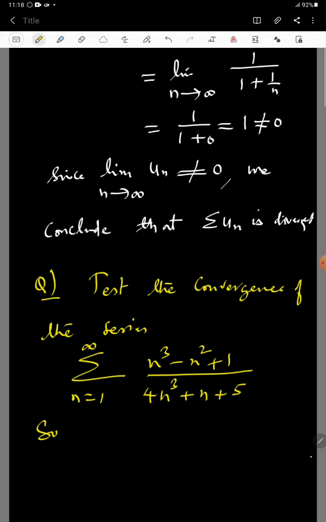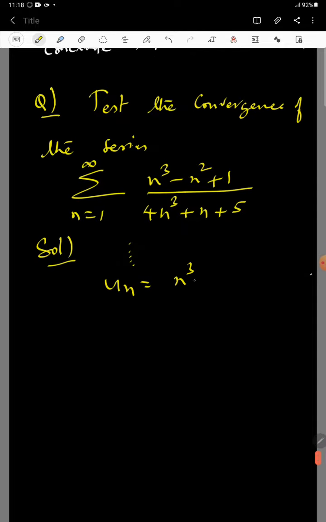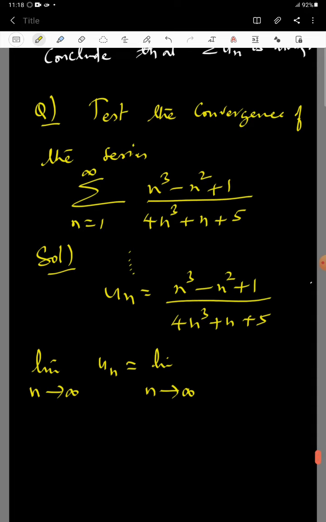Now in the solution, I am not writing the detail, so un is nothing but equal to n cube minus n square plus 1 divided by 4n cube plus n plus 5. I simply calculate the limit as n tends to infinity of this un, dividing the numerator and the denominator by the same power. Whenever there are polynomials of the same degree, you apply this test. This is the necessary condition test, or you don't give it a name and just remember the necessary condition.